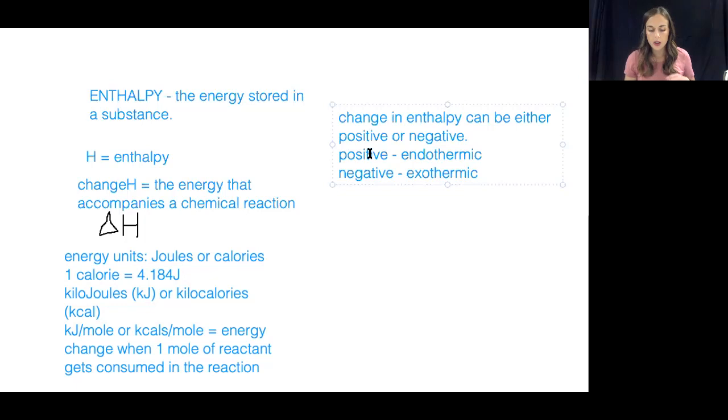All right, so for example, if we're told a reaction has a change in enthalpy of negative 123 kilojoules per mole, we know that the reaction is exothermic because our change in enthalpy was negative, and we can think of the reaction as producing 123 kilojoules of energy for every 1 mole of reactant consumed.